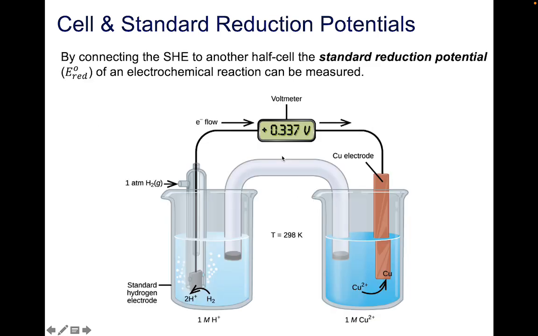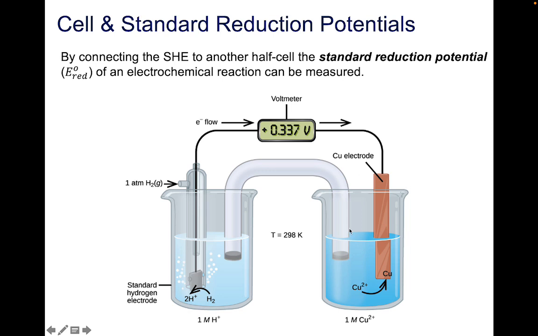Okay? And so if we were to hook up the standard hydrogen electrode to any other half cell, so we call this a half cell because this is going to be where either reduction or oxidation takes place, because our electrons flow this way.